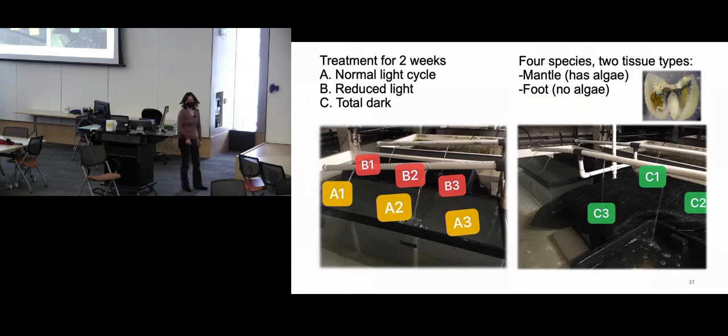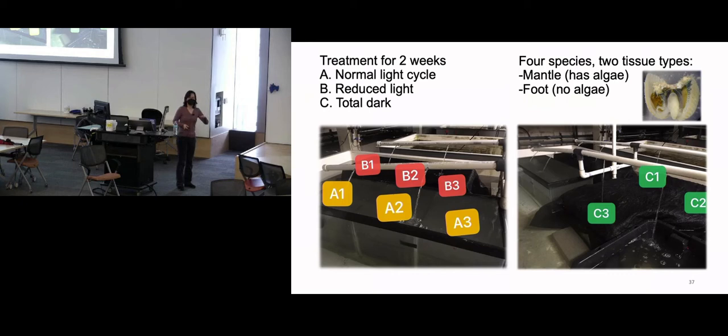So treatment A is basically normal light. We put them in the tank, exposed them to the ambient light, similar to what they get in their natural environment. And then treatment B is a reduced light treatment. We cover the tank with a tarp, and then we measure the photosynthetic active radiation to make sure it's around half of the light they're getting compared to their natural habitat.